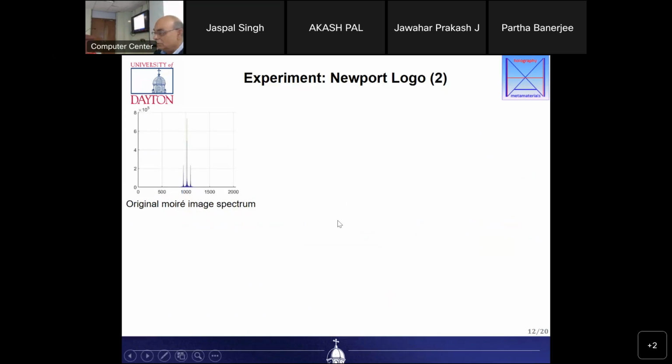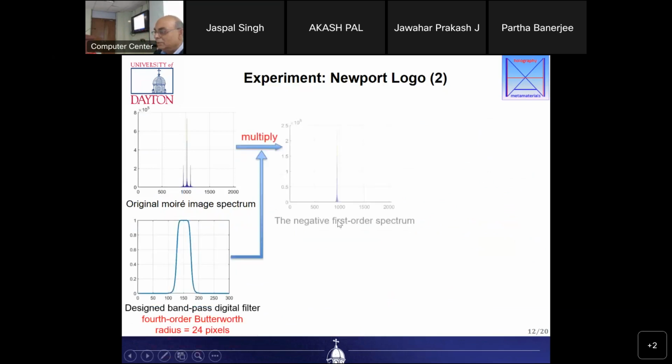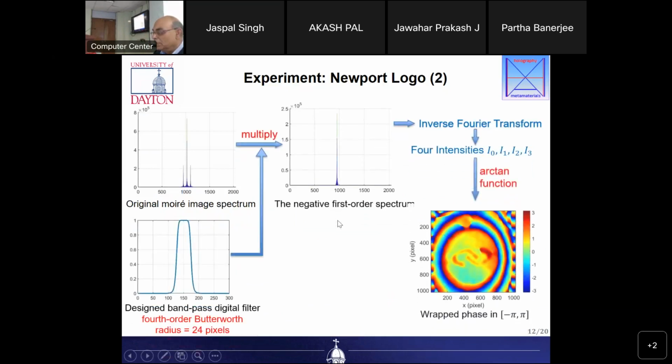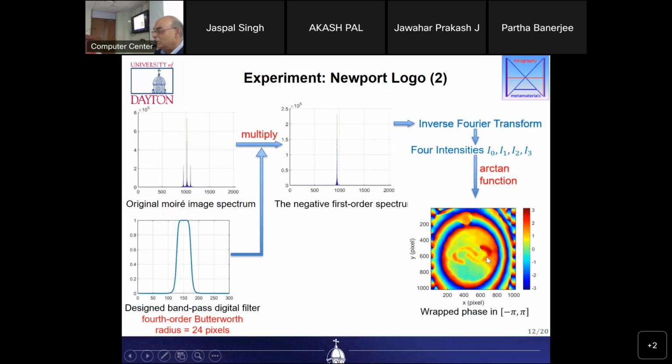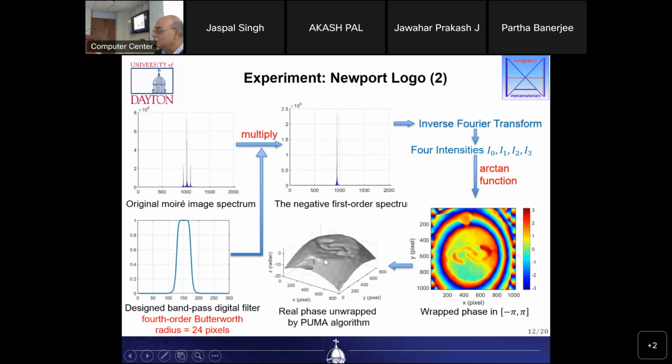And once we found that, I'll leave out all the signal processing and so on. But finally, everything said and done, this was the wrapped phase from the Newport logo. And when it was unwrapped, this is how it looks. That's the exact shape of the Newport logo. And of course, this was the first experiment that was done, so you want to verify it against standard techniques.